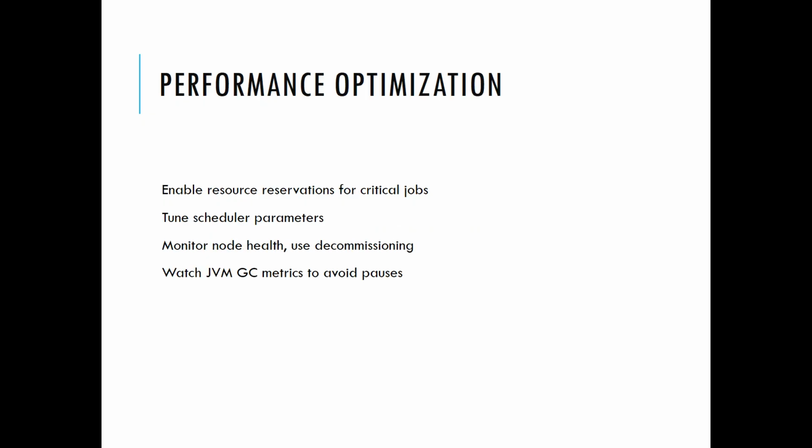To optimize performance, consider enabling resource reservations for critical, latency-sensitive jobs to ensure they get the resources they need when they need them. Fine-tune scheduler parameters like queue weights and preemption rules to match your workload patterns. Regularly monitor node health and use the decommissioning process for planned maintenance. Finally, keep a close eye on the resource manager's JVM garbage collection metrics. Long GC pauses can manifest as application timeouts and cluster instability.